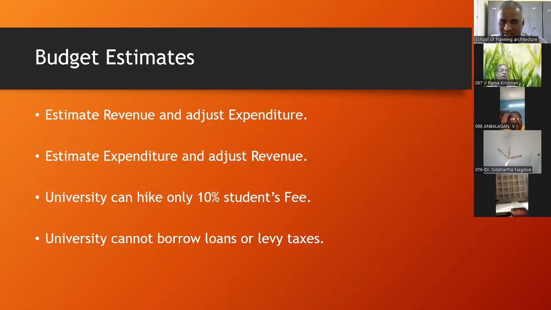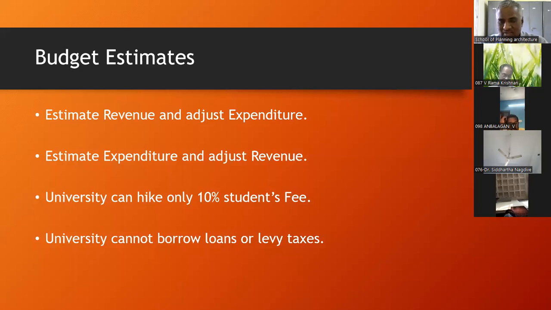But in the university, we cannot levy tax. We cannot increase the student fees also. There is a cap on the increase in the student fees. In the University of Mysore, we can hike fees only 10% every year. Even there, exemptions are there. Girl students do not pay any fee. This is applicable only to general category students. The university cannot borrow loans and levy taxes. Borrowing is not permitted. You cannot apply for a loan and borrow it, and you cannot levy taxes.